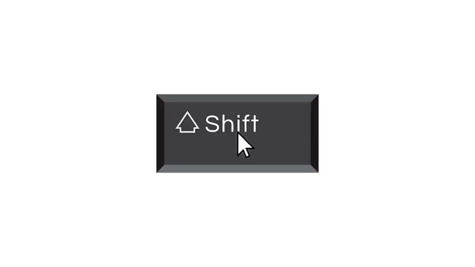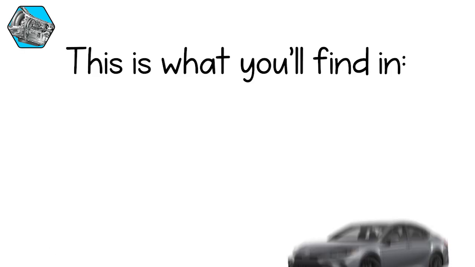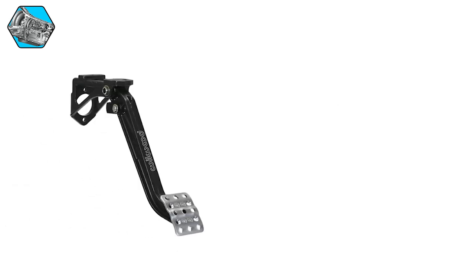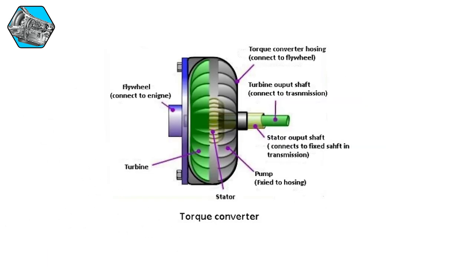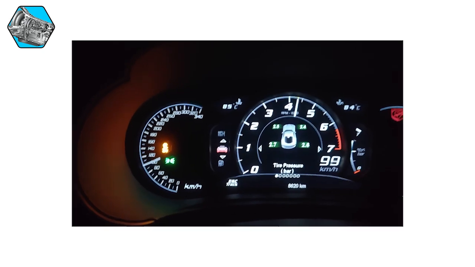Now let's shift to something far more common, the traditional automatic. This is what you'll find in most family cars, SUVs, and luxury rides. Instead of a clutch, it uses a torque converter, a fluid link between engine and transmission. This lets the car come to a stop without stalling and delivers smooth acceleration when you press the gas.